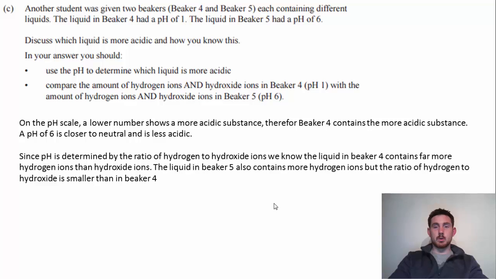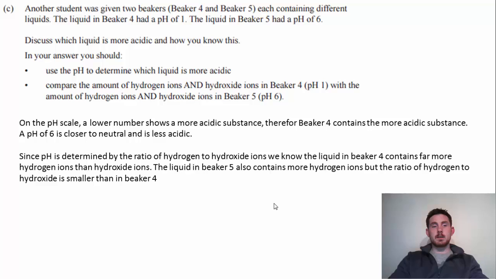So a lower number indicates a more acidic substance. Because beaker 4 has a lower pH, then that is the more acidic substance. So we've ticked off the first bullet point. And just to reinforce that, I'm going to say that a pH of 6 is closer to neutral and is therefore less acidic. So beaker 5 is less acidic.